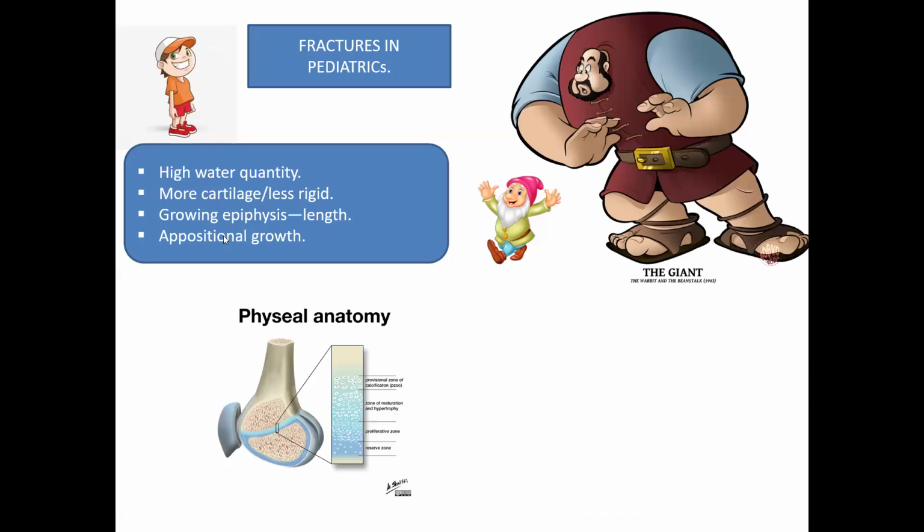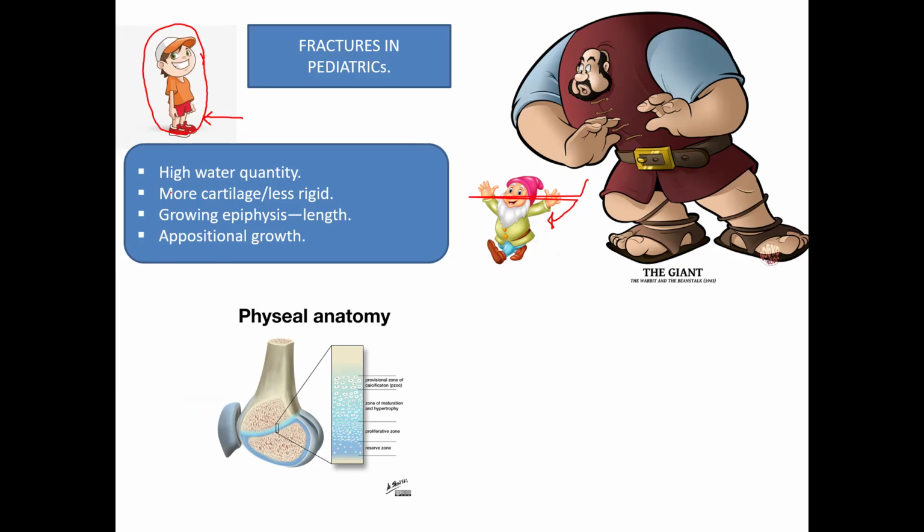So today I have the topic of pediatric fractures. This is just a cartoon for you to remember that children are not miniature adults. If this is the giant, the smaller form of the giant is the miniature adult. But children are very different. They have different physiology, different anatomy, different growth potential, and different behavior of the bone. So they should never be treated as miniature adults.